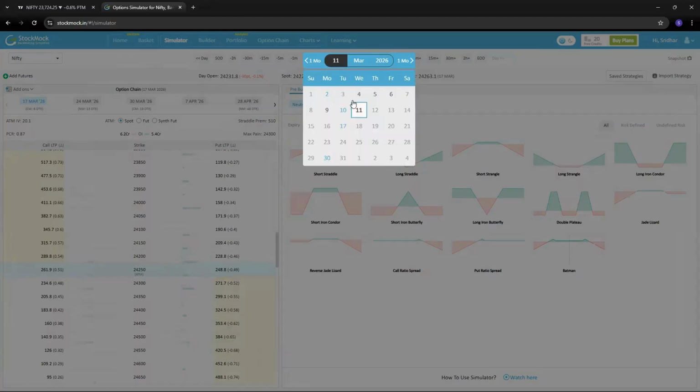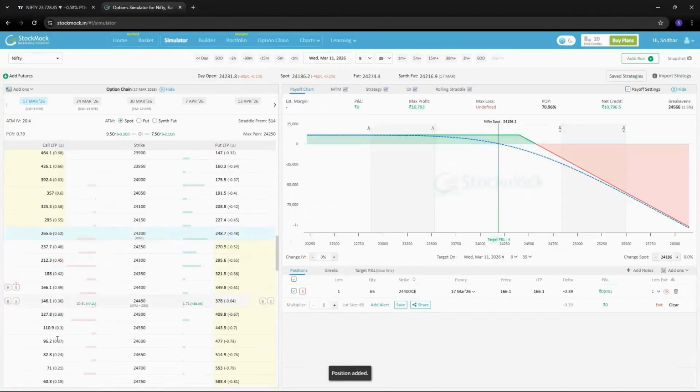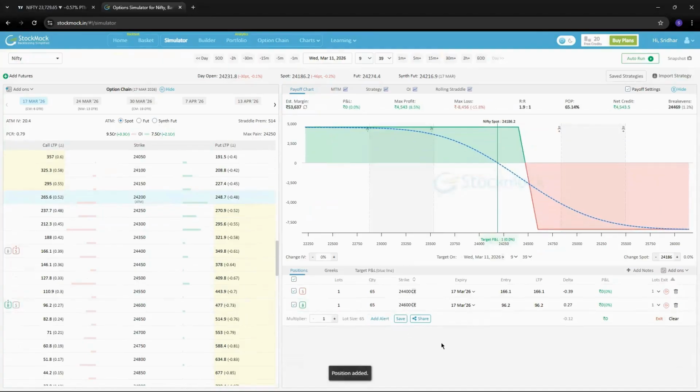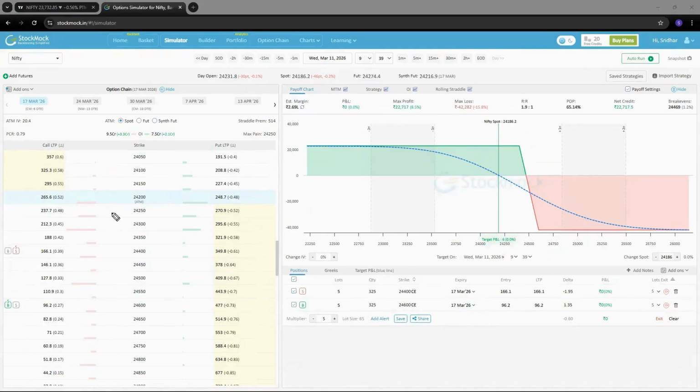This is your 11th March, correct? 9:39. I'm using the stock mock simulator mode. You can also use it. It's very good for back testing and manual testing. Here, done, and then I'm going for 24,400 short and 24,600 buy. I use approximately 5 lots on every trade. So if you see my capital, it comes around 2.69.